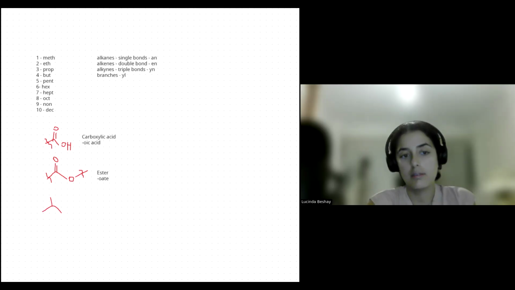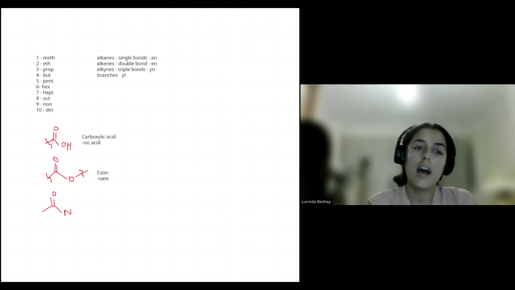Now, ester has a sibling that also looks very similar to it. That is the amide. A lot of you, for some reason, got confused about that on the quiz. An amide could have NH2 over here. That's called a primary amide. It's only bonded to one carbon. Now, a secondary amide is pretty much the same.